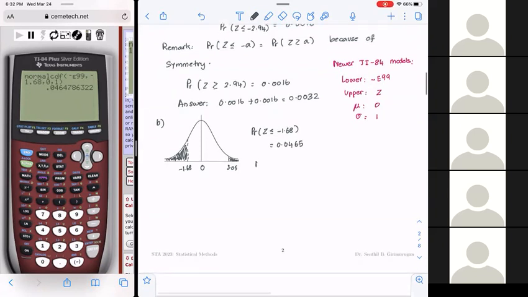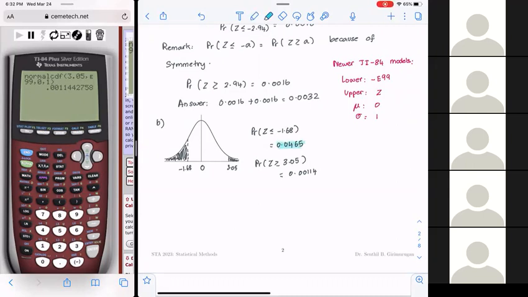The area above 3.05, we will simply start at 3.05 all the way up to infinity, mean 0, standard deviation 1. And that value is 0.00114. So the area below or to the left of negative 1.68 is 0.0465.